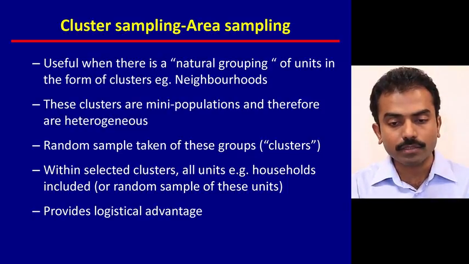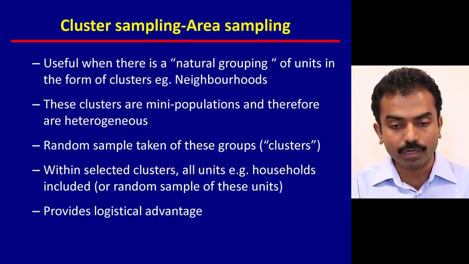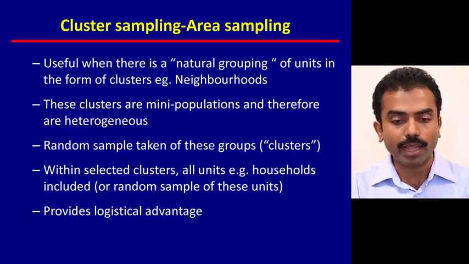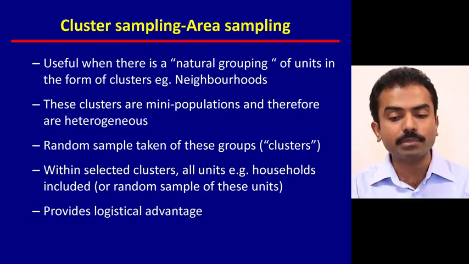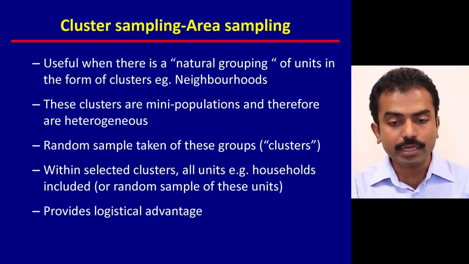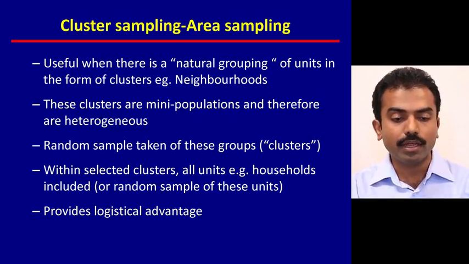So finally, let's look at another elegant method of sampling that we often use in public health, and that is cluster sampling or area sampling. This is very useful when there is a natural grouping of units in the form of clusters. These clusters are mini populations and therefore are heterogeneous. So what we do is we take a random sample of these groups or clusters, and within each of the selected cluster, either we study all the units or draw a random sample of these units. And as you can see here, it provides logistical advantages.